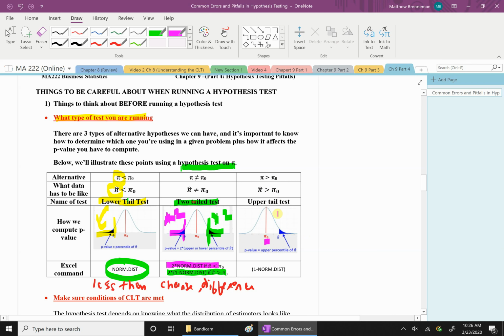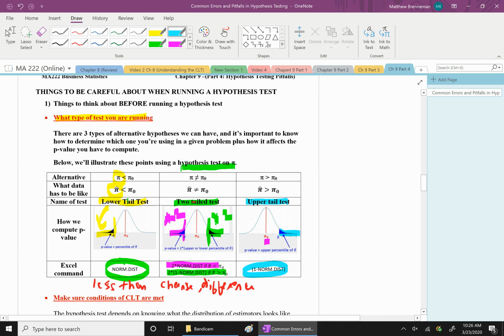Okay? And so here again, our sample estimator has to be above the parameter value under the null hypothesis, and the p-value is the area in the upper tail, hence the word upper tail test. So this is our p-value. Remember, when you're computing areas in upper tails, Excel always gives you the lower tail. It gives you this value, so you have to say 1 minus norm.dist. Okay? So this is the first thing.